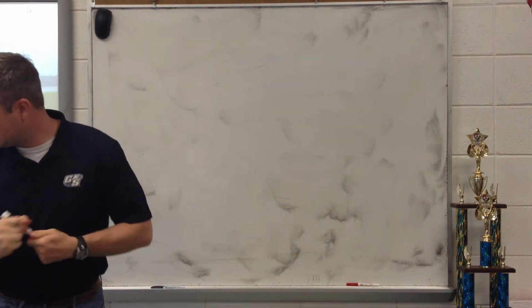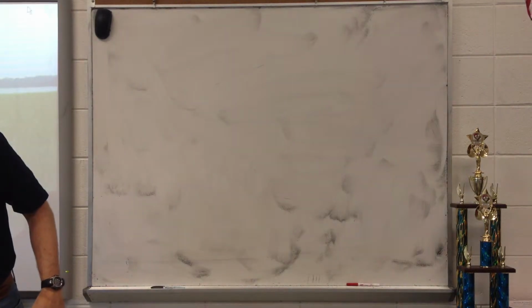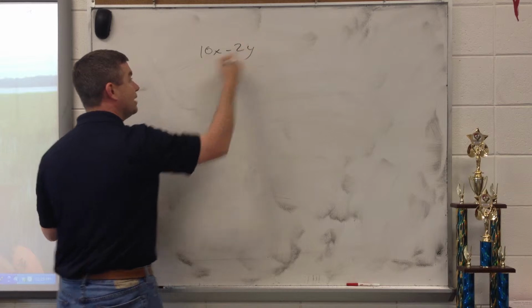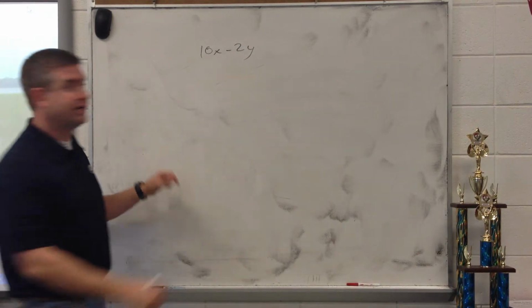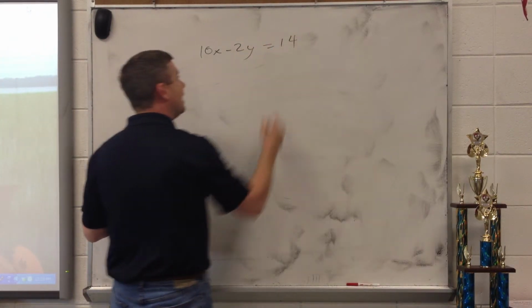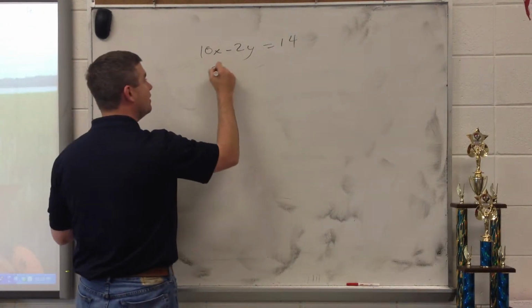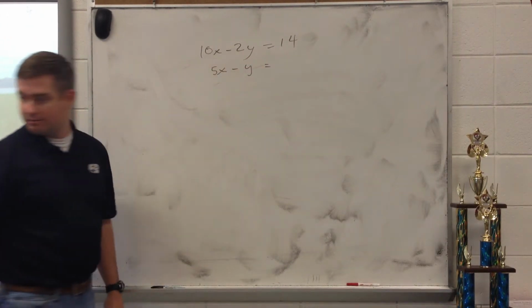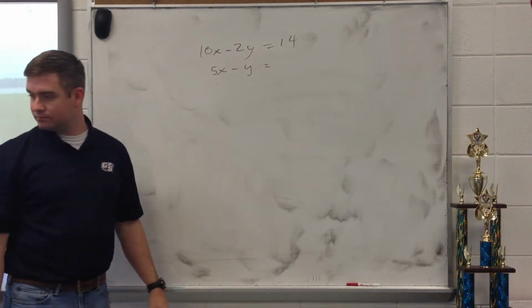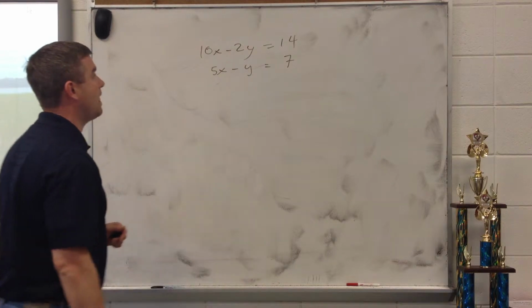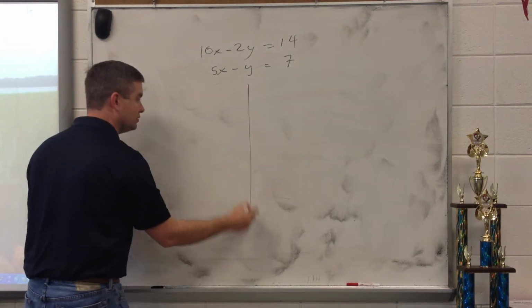All right, let's look at 10x minus 2y equals 14, and 5x minus y equals 7. Alright, so we graph the first one.